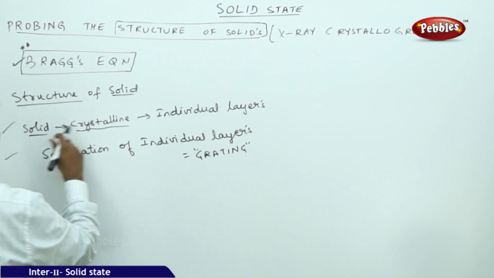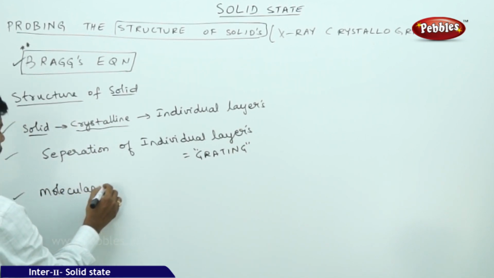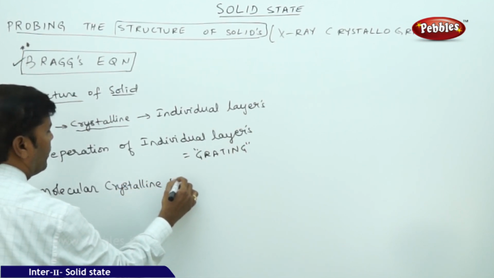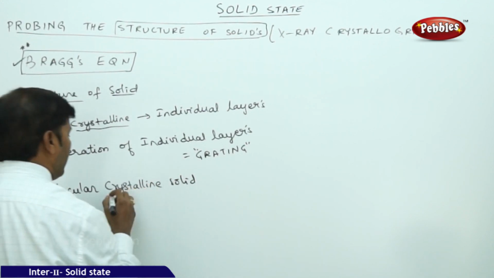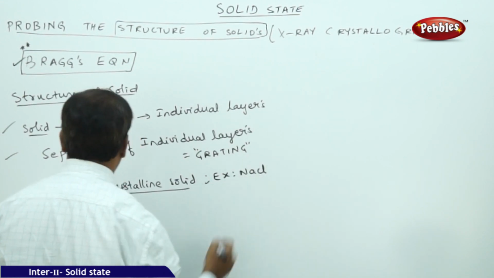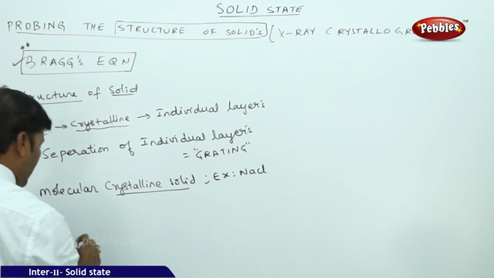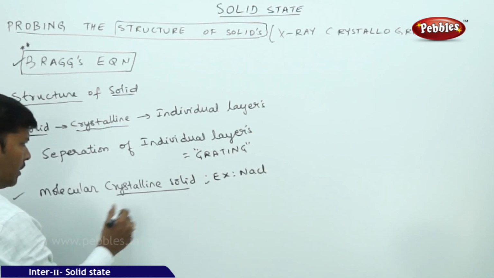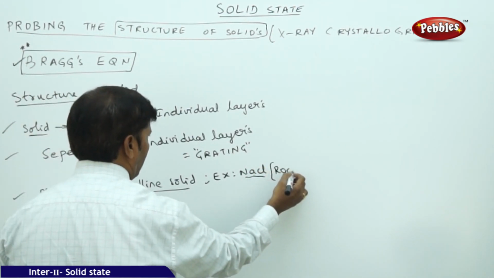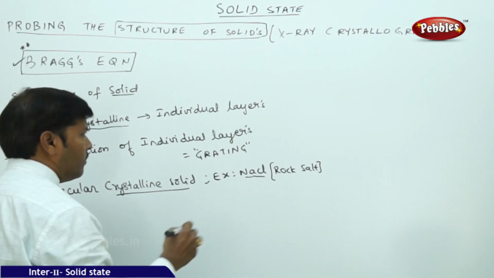if you take a solid in the crystalline form, if you take a molecular crystalline solid, the best example of a molecular crystalline solid is sodium chloride. Now if you go to the entire composition of the sodium chloride crystalline solid, which is also called rock salt, it is something like this.